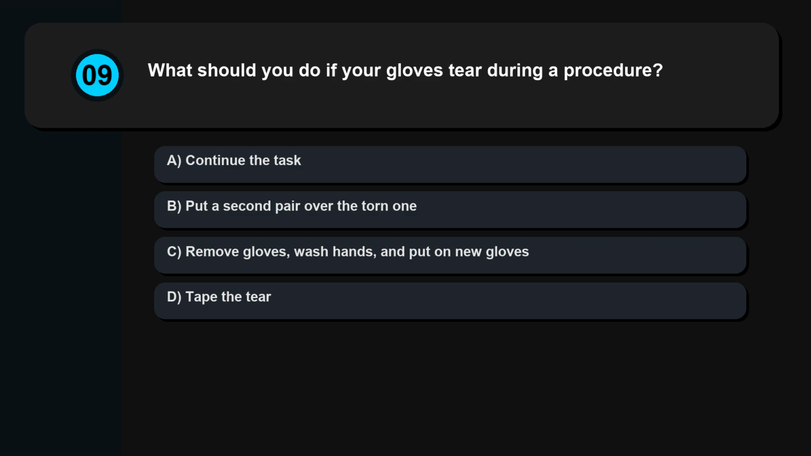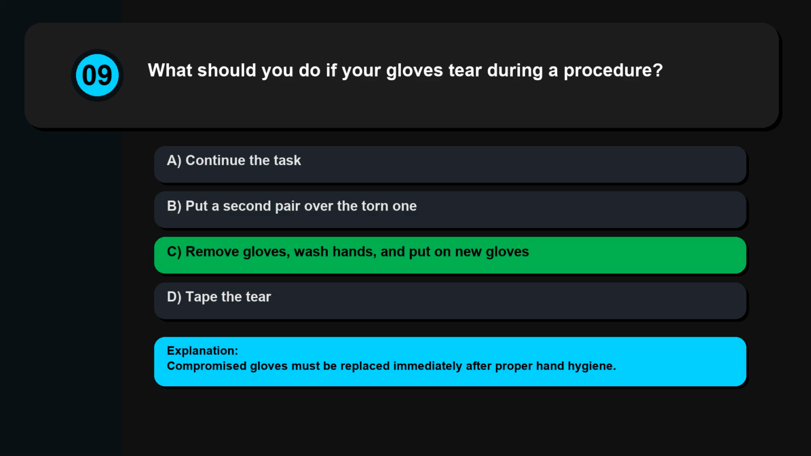Question 9. What should you do if your gloves tear during a procedure? Continue the task. Put a second pair over the torn one. Remove gloves, wash hands, and put on new gloves. Tape the tear. Compromised gloves must be replaced immediately after proper hand hygiene.